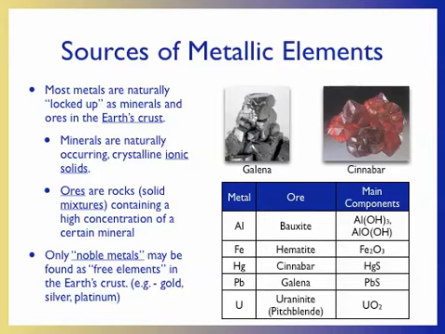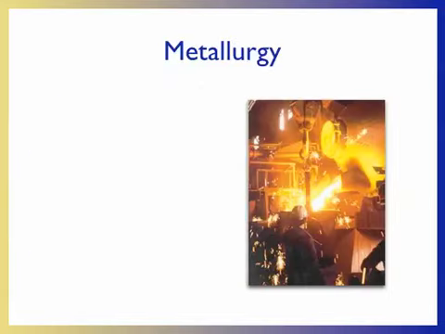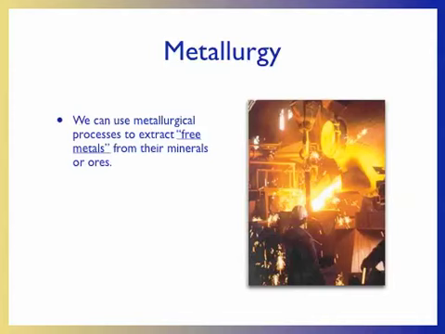This means that if we want to obtain any of the other metals, we must first separate them from their ores and then reduce them to get the free metallic state. We can use metallurgy to accomplish this. In metallurgy, we study the different reactions between metals, such as the combination of different metals to form alloys. But we also can study the chemical and physical properties used to extract free metals from their minerals or ores.